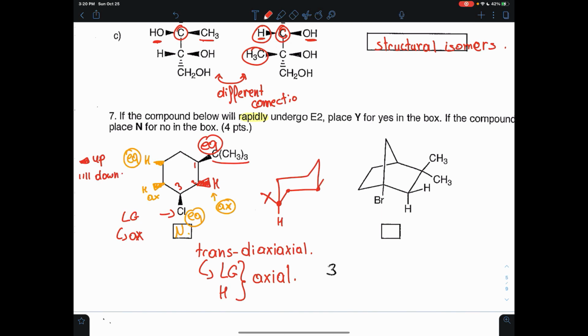So on the third carbon, this has to be pointing up, which is a chlorine, and then the hydrogen will be on axial. But that's not good because I said the chlorine has to be on axial for it to have a rapid E2. So that's not good. So no reaction will happen rapidly.